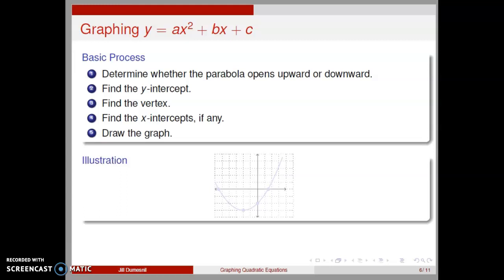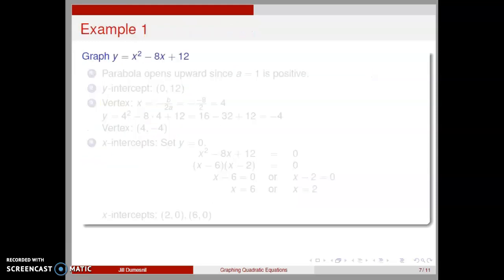To illustrate, we have a set of axes and a coordinate grid. Plot the y-intercept, plot the vertex, plot any x-intercepts, and then sketch the parabola. For example, let's sketch the graph of y equals x squared minus 8x plus 12. The parabola opens upwards since a equals 1 is positive. The y-intercept is the point (0, 12).